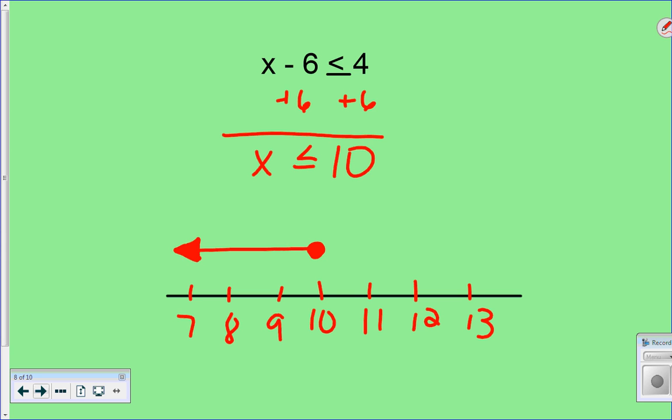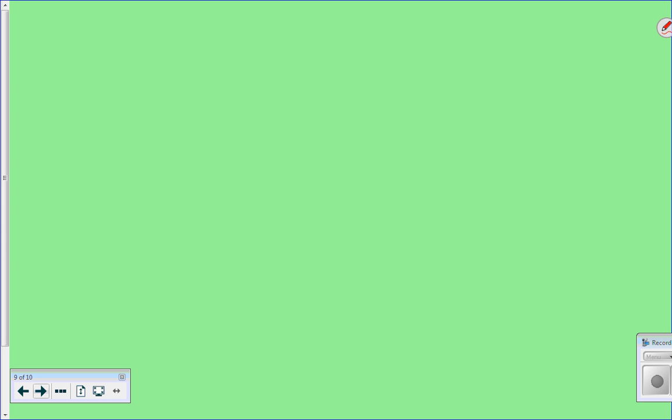Should we give it one more shot? You want to do one by yourself? Let's do one by yourself. I'll make it up. Let's do x plus 3 is greater than or equal to 7.